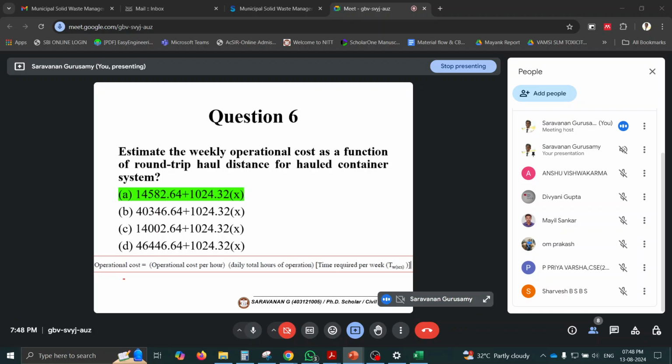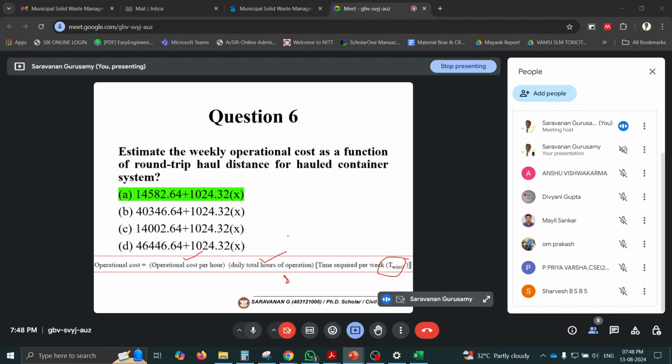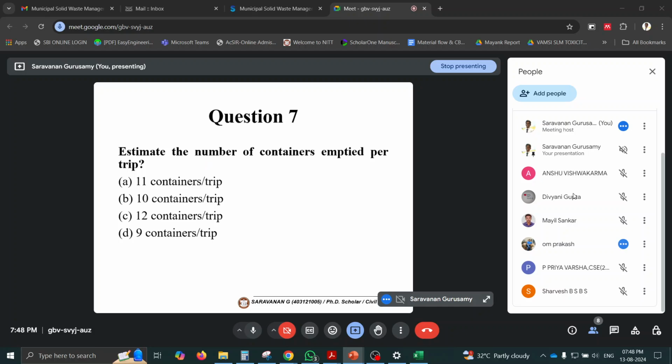The whole formula is this, and TW we already found. The operation cost is given in the question, and the daily time of 8 hours we know. So if we multiply, we will get the answer. This is the question we discussed in the class also. Simple, the same data we are using.